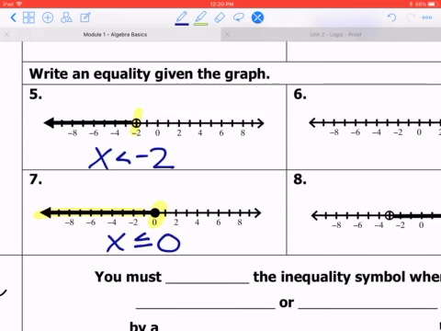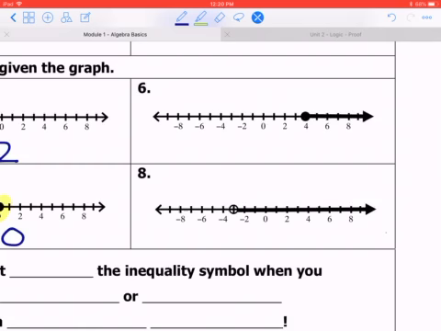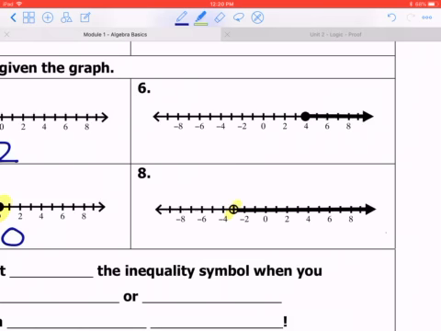Okay, let's jump over here and look at number 8. I have an open circle, so that's going to be just less than or greater than, and then we're going to look and determine. We are going to the right, so now the numbers are getting larger. That means that x has to be greater than, and this is at -3.